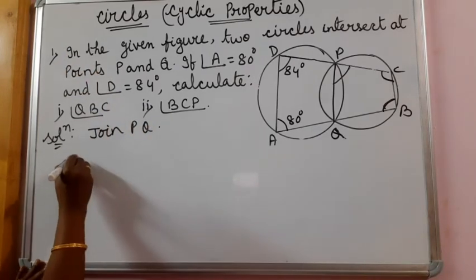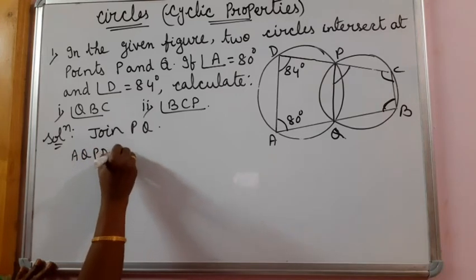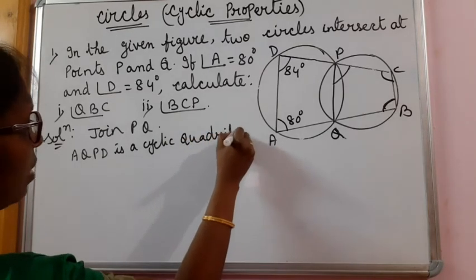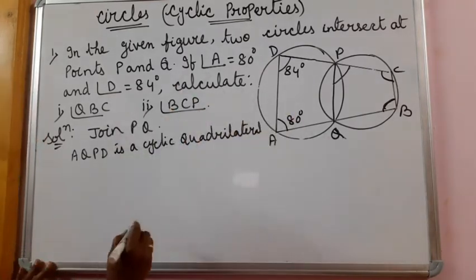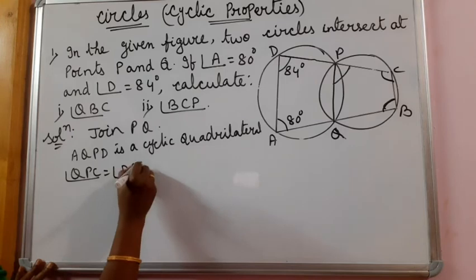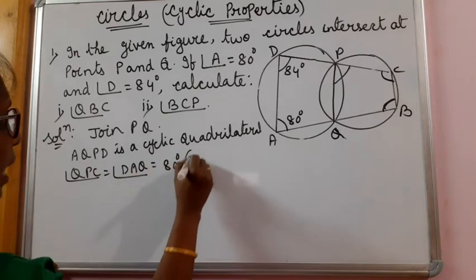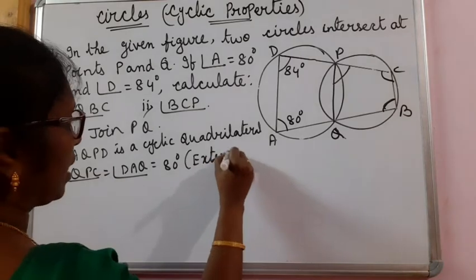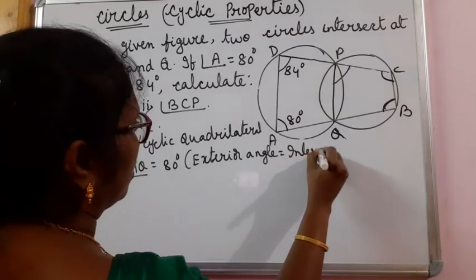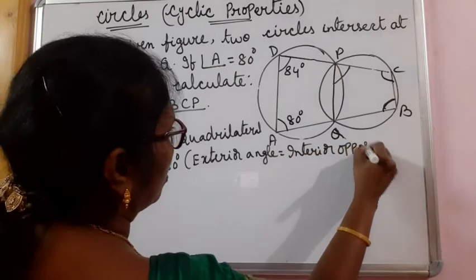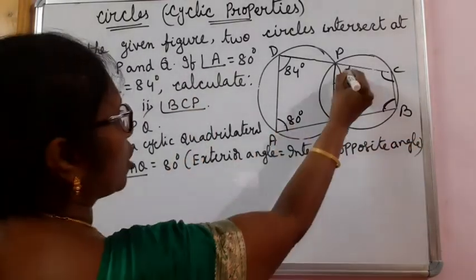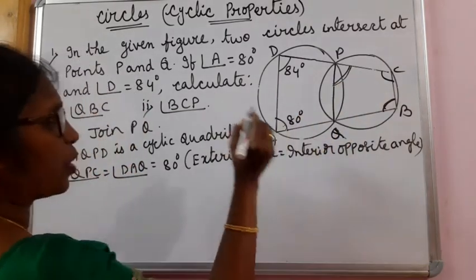Then AQPD is a cyclic quadrilateral. First let us work on this cyclic quadrilateral. So angle QPC is equal to angle DAQ, that is equal to 80 degrees, because the exterior angle is equal to the interior opposite angle. In the same way, this is an exterior angle and this is the interior opposite angle.